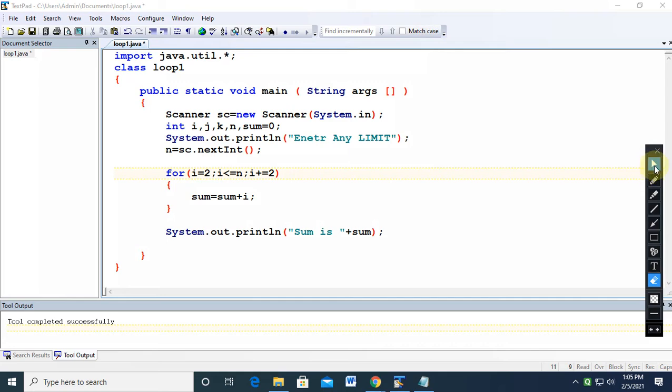Sir, please can you explain again? See, the starting even number is 2. The limit is given here, n. And how will you move? After 2 you want 4. So how will you get it? There is a difference of 2.